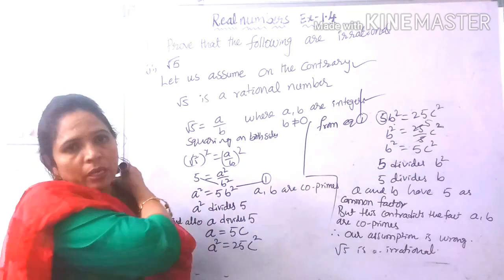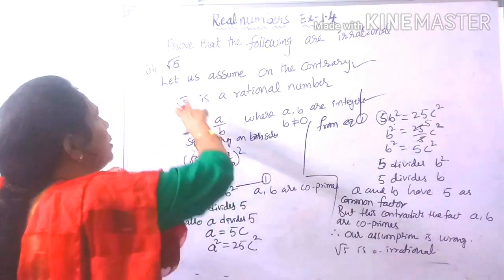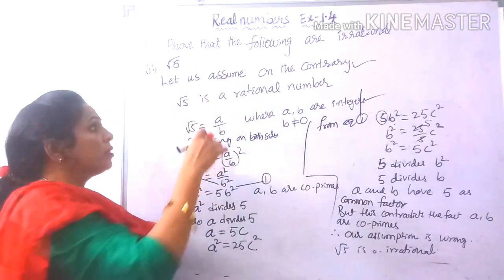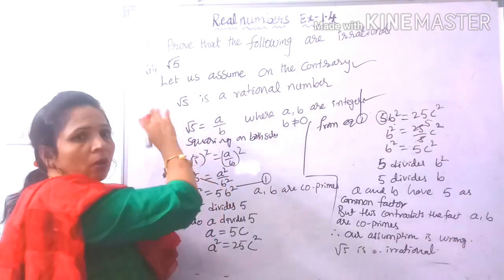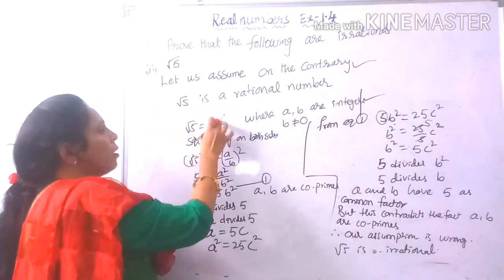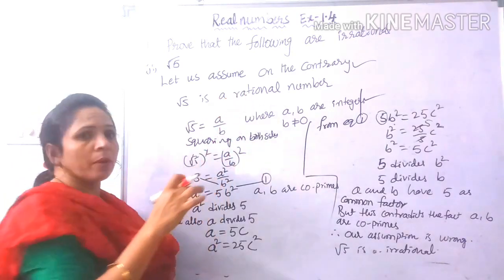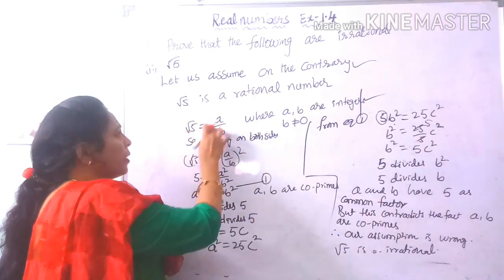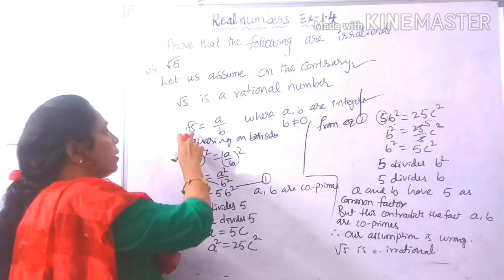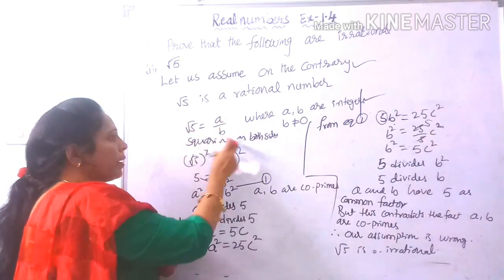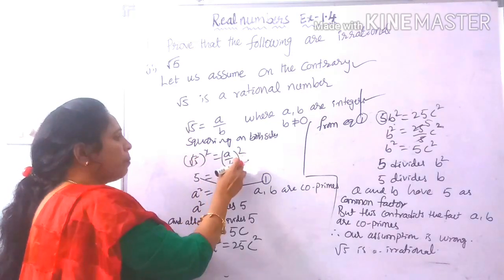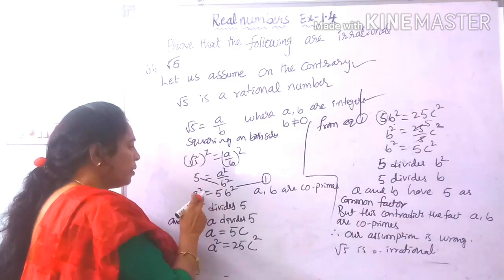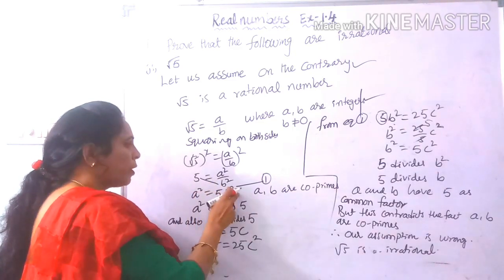This is a little bit lengthy, so listen carefully. Once again, prove that root 5 is irrational. So let us assume on the contrary. These two steps are common steps for all these sums. How can we write a rational number? In the form p by q. So here I am taking a by b. Any variable you can take. Root 5 is equal to a by b. Squaring on both sides, root 5 whole square is equal to a by b whole square. So 5 is equal to a square by b square. After cross multiplication, a square is equal to 5b square.